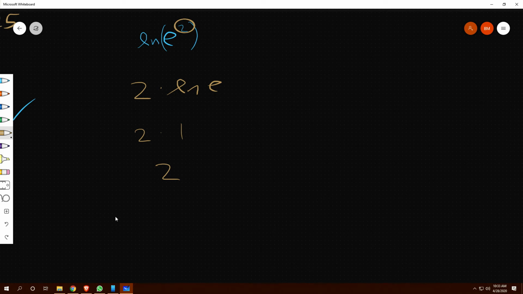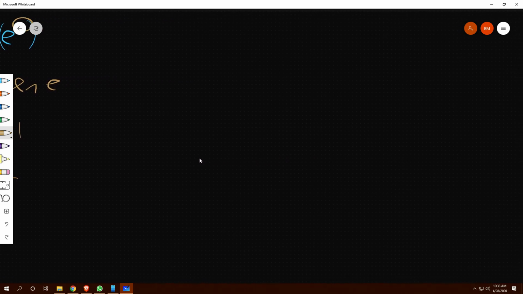So we were able to pull that exponent out front because we know the natural log has a base of e, and the argument was e. They cancel. Anytime you have the same base and the same argument, they cancel, and that becomes 1. 2 times 1 is just 2.